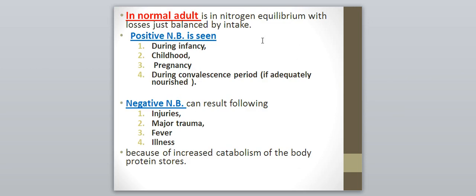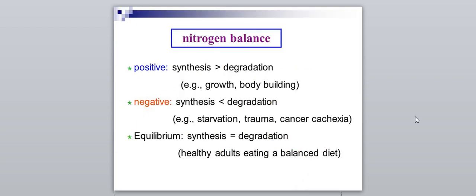In a normal adult, the nitrogen balance will be normal, equal between input and output, while it is positive during pregnancy, infancy, childhood, and during the convalescent period, if adequately nourished. While it is negative in patients following injuries, major trauma, fever, illness, cachexia, or malignancy, because of an increased catabolism of the body protein stores.